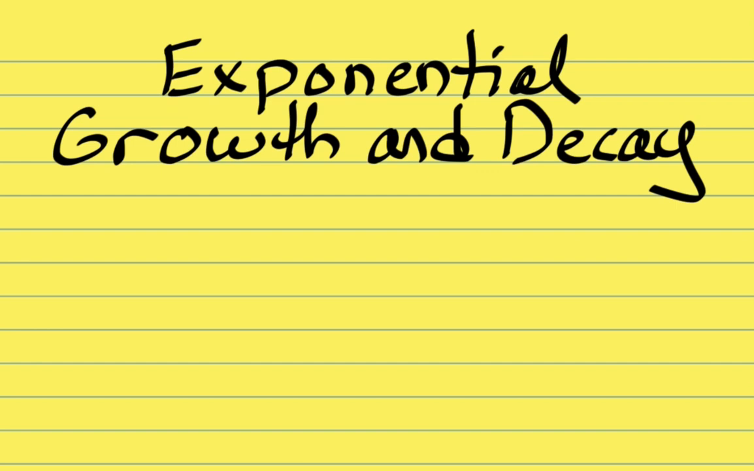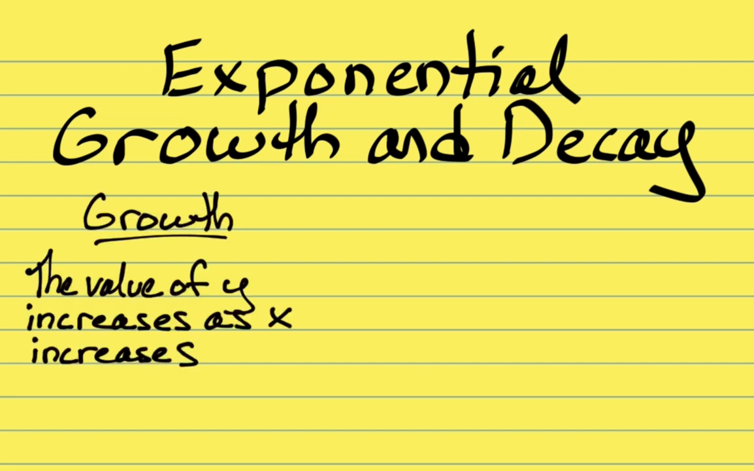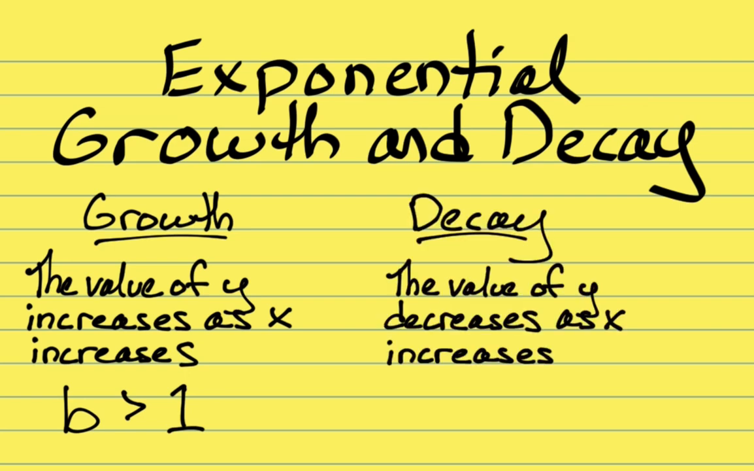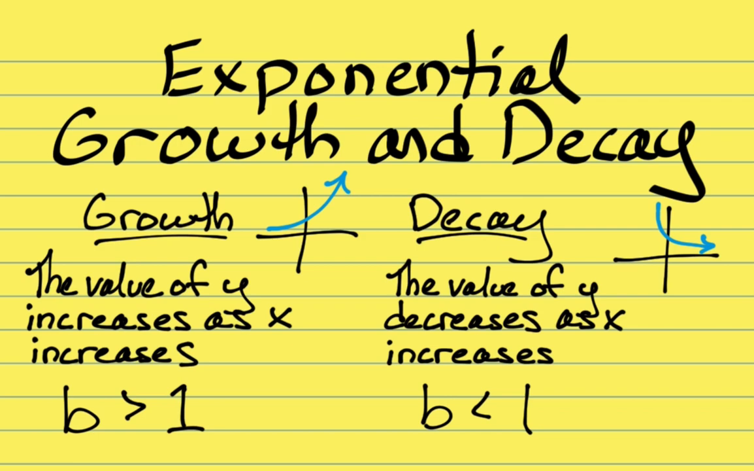Alrighty then, now for the last thing we have to talk about, growth and decay with exponential functions. Exponential growth means that the value of y, the output, increases as the value of x, which is the input, also increases. The value of b will always be greater than 1 in a growth problem. Decaying functions are the inverse. The value of y will get smaller as the x value increases. The value of b will always be less than 1 in a decaying problem. You'll notice in a growth function, the graph goes up from left to right, and in a decay function, the graph goes down from left to right.